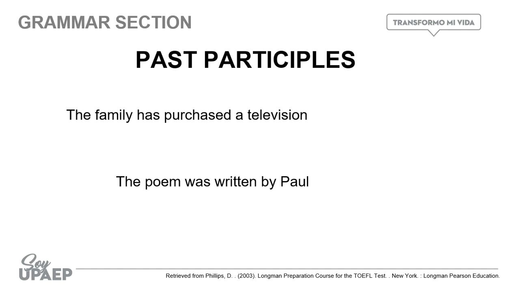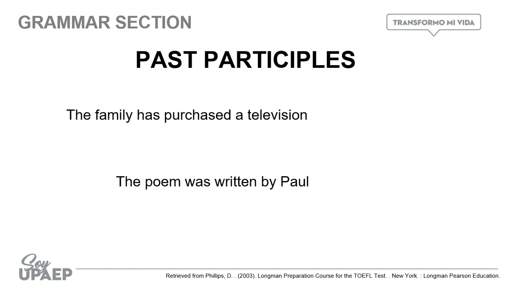So just as in present participles, past participles can be used in two different situations. They can be used as part of the verb or they can be used as adjectives. Remember that it is important that you know how to identify the subject and the verb of a sentence. On your screen, you have two sentences. The family has purchased a television. The poem was written by Paul.